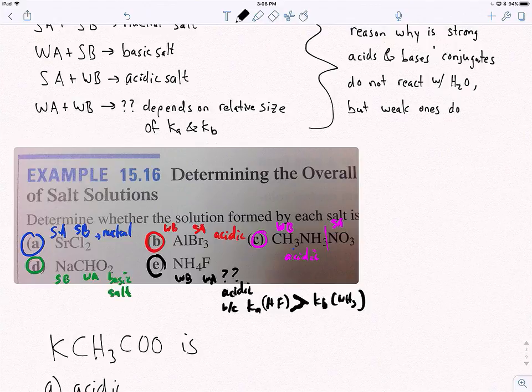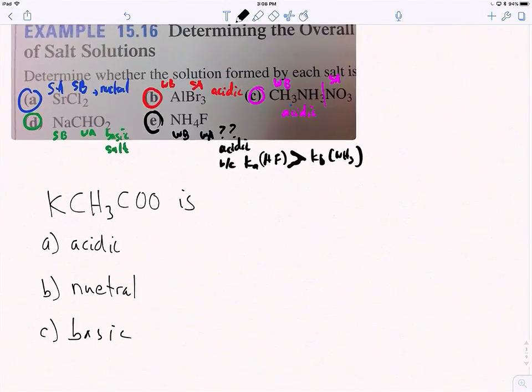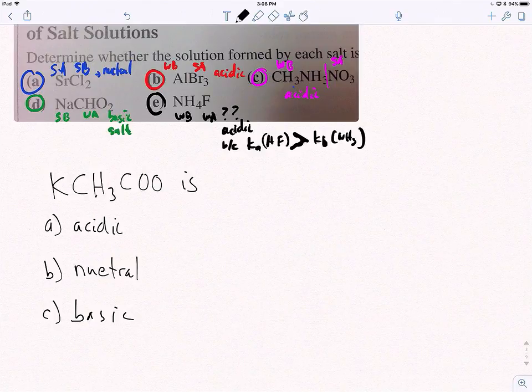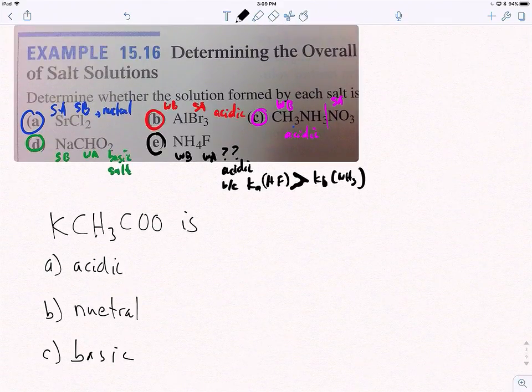Okay, but in this specific case, it is in fact acidic, but this is something you cannot tell just by inspection. So, make sense? Questions with this? Okay. How about potassium acetate then? So what do you think? So potassium acetate, is this salt acidic, neutral, or alkaline?